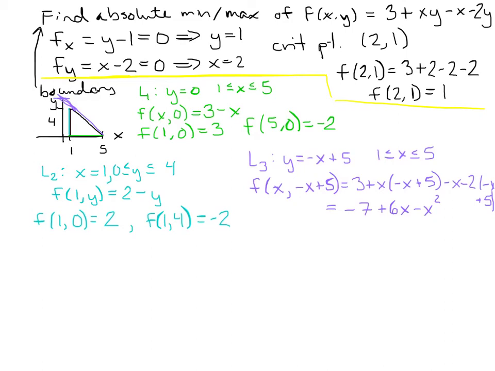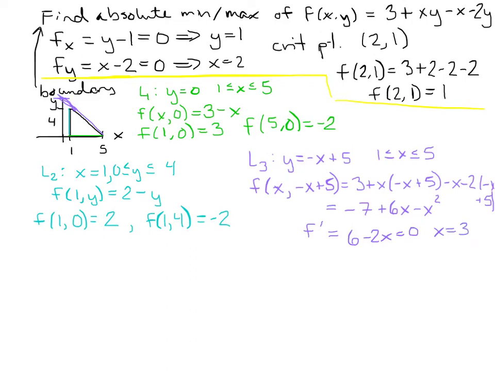All right, so notice the difference here. These guys only had x's. This now has an x squared, which means that even within 1 and 5, there could be a max or min within that. And so what we need to do is do a little mini max or min problem within this problem. We are going to take the derivative of this function we just found. So if we take the derivative of this, we get 6 minus 2x. We're going to set that equal to 0, and we get x equals 3.